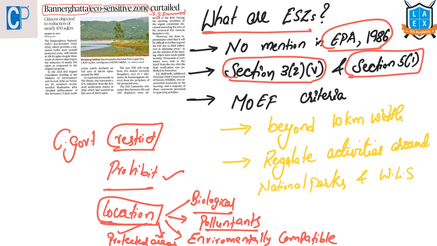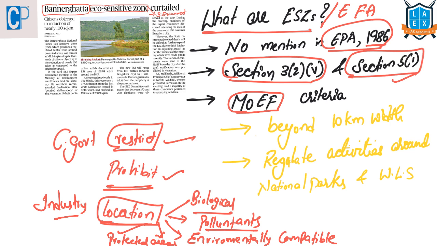So based on this criteria, according to Section 5 Clause 1 of the Environment Protection Act of 1986, the central government can restrict and prohibit the location of an industry. Though the term eco-sensitive zone is not explicitly mentioned, these two sections have provided a way for the government to declare eco-sensitive zones, also known as ecologically fragile areas. And the Ministry of Environment and Forest has defined some criteria and notified certain areas as ecologically sensitive zones.